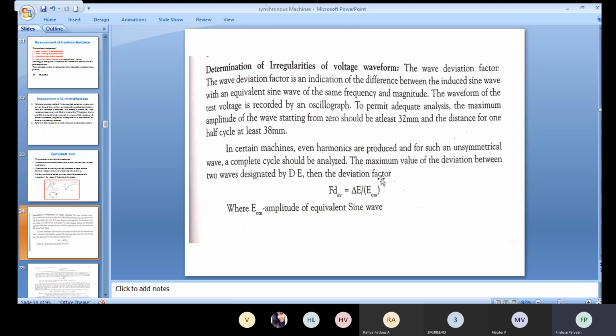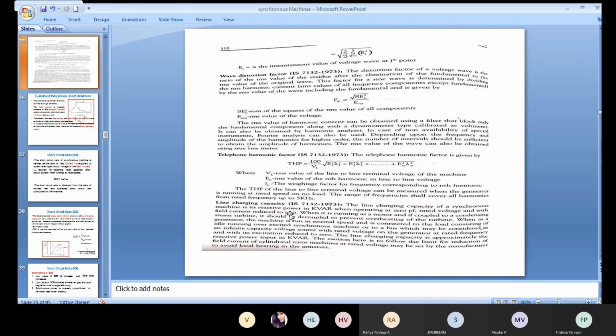The maximum value of the deviation between two waves is designated by delta E. Then the deviation factor is given by delta E divided by E_m, that is the amplitude of the equivalent sine wave. It is given by the formula you can see here. And what is E_j? It is nothing but the instantaneous value of voltage wave at the jth point, whichever point it is.